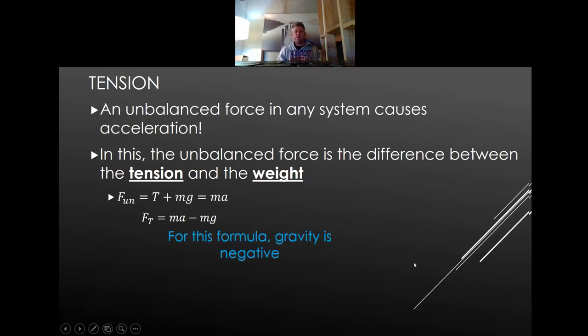So when we look at this, that's a formula we want to have. F_T equals ma minus mg. The ma, that is the force, that is our unbalanced force that we have there, right? The mg, that is just the weight of the object.